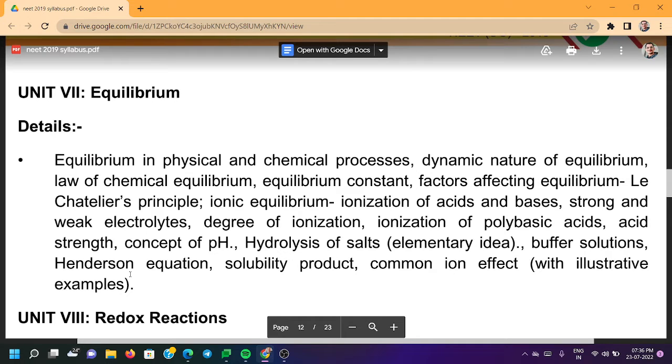strength, concept of pH, hydrolysis of salts, elementary idea only, buffer solutions, Henderson equation, solubility product, common ion effect with illustrative examples.